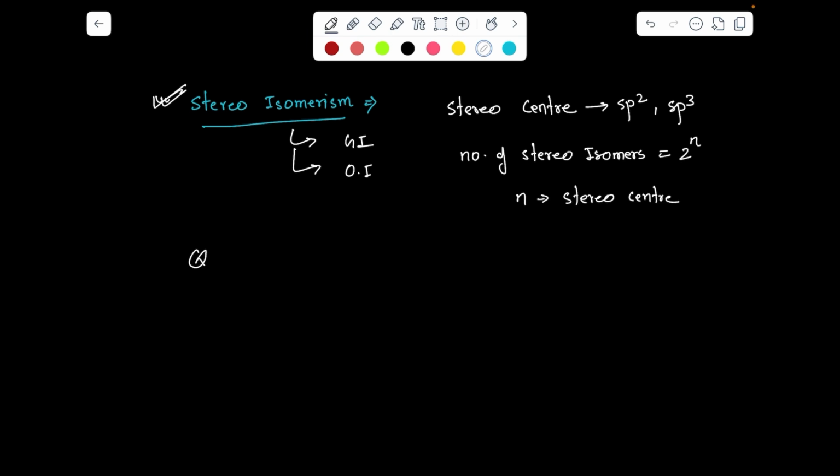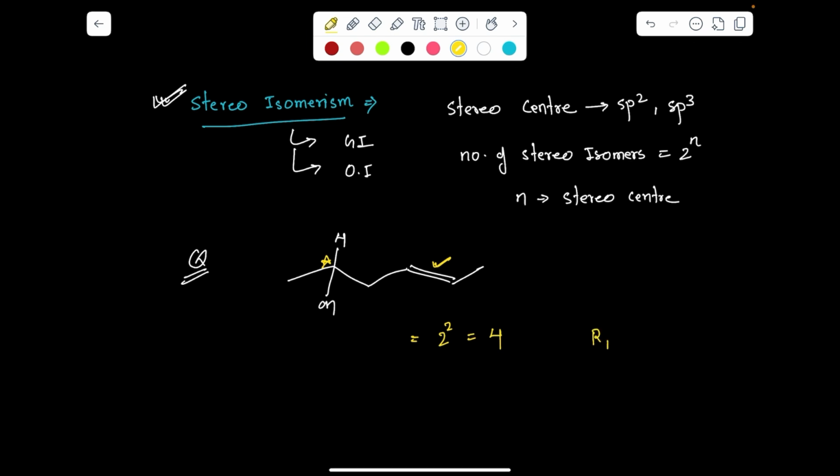For example, if the question comes, find the stereoisomers for this molecule. This double bond is showing geometrical isomerism. This is chiral, so the total stereo center is 2. Your answer should be 4. So we have R cis and R trans, S cis, S trans. These are the total 4 possibilities.